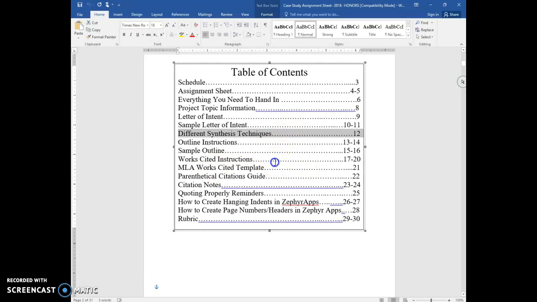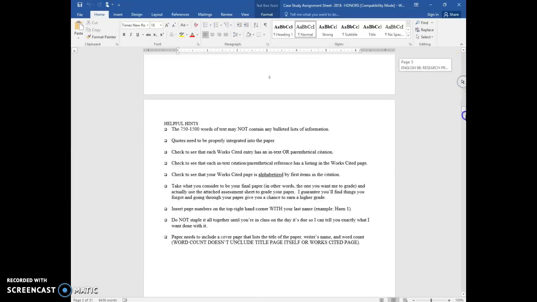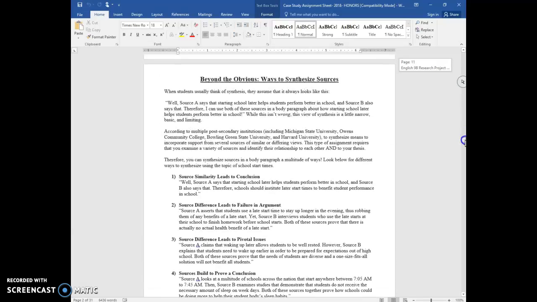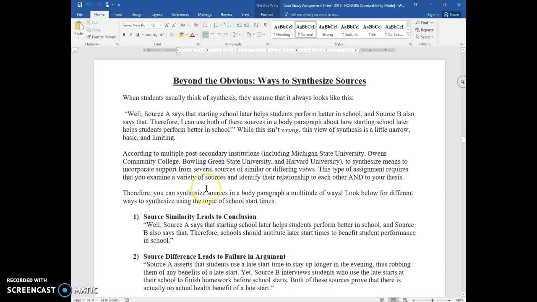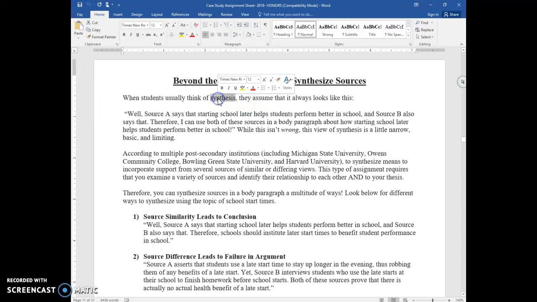We're going to page 12. All right, so head down to page 12. Right there. This is all about how to look beyond the obvious. When students usually think of synthesis, so putting sources together, this is what they think it looks like. Source A, so this is all about school start times. This has nothing to do with your topic. This is just examples to show you what synthesis looks like.